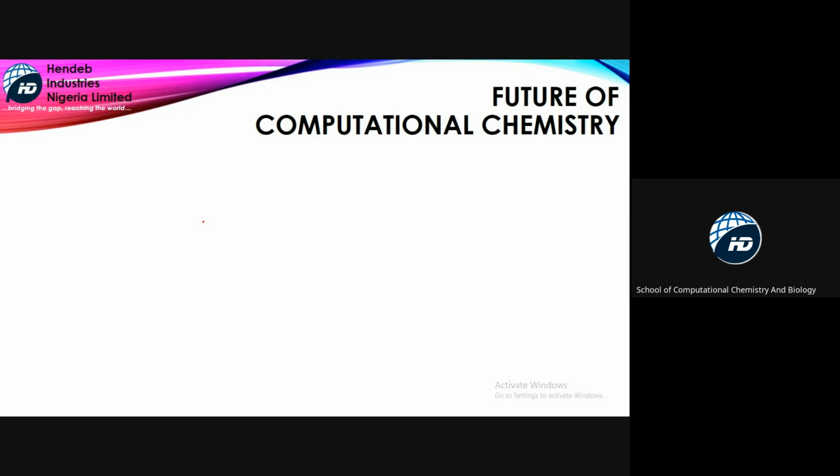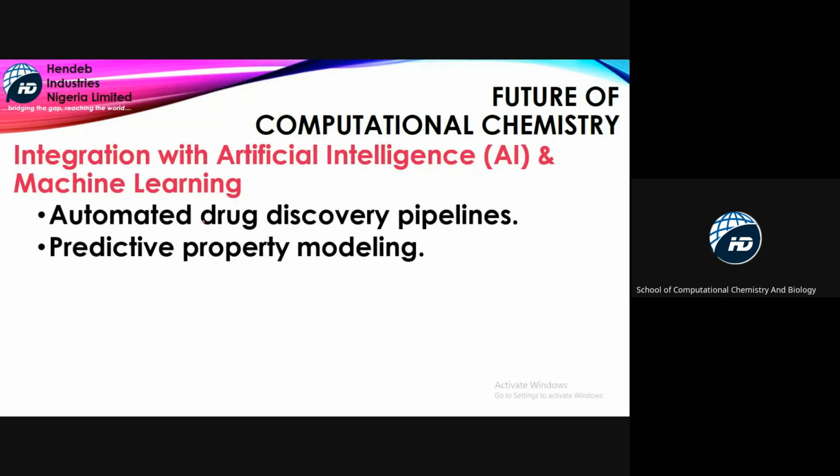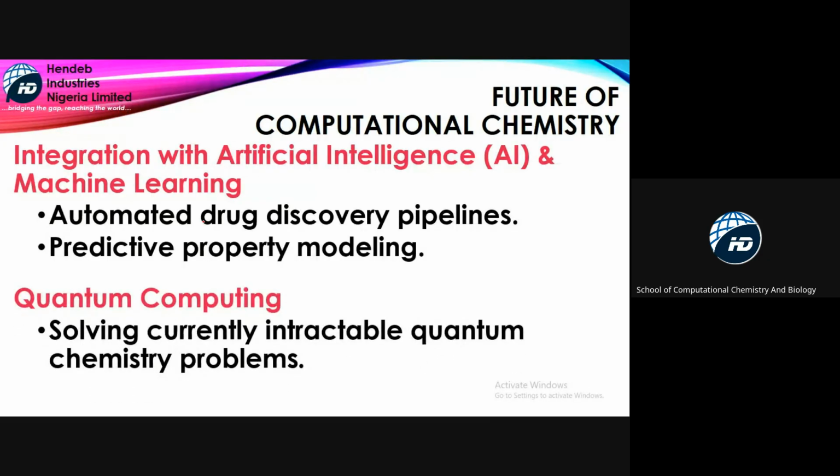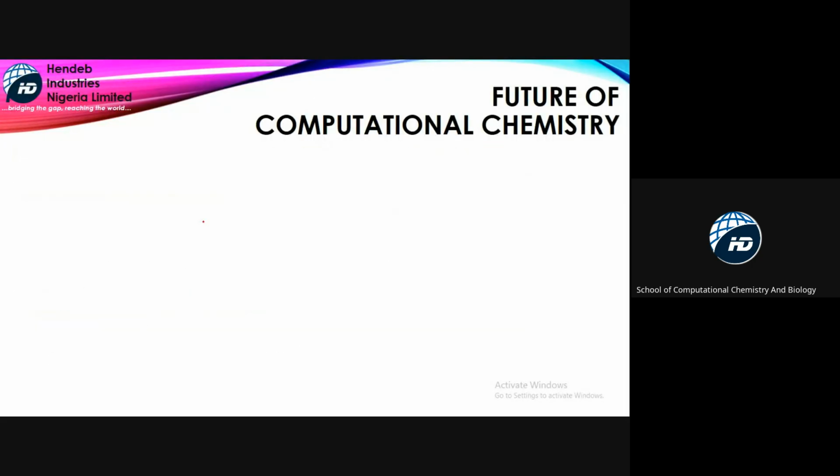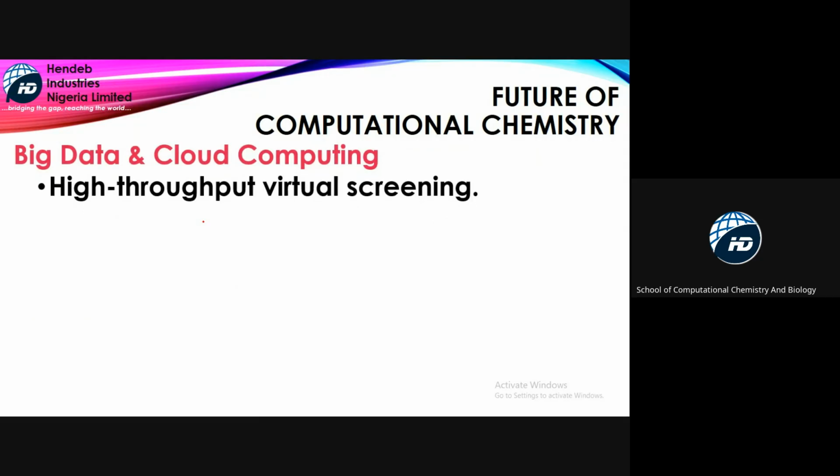Now the future of computational chemistry. Our future is AI and machine learning. Towards the end of this year, we are bringing a training on AI and machine learning. That is the future, so we should embrace it. Quantum computing is also our future, solving currently intractable quantum chemistry problems. That is where we are going. Big data and cloud computing: I promise to come up with a training on cloud computing that will help to manage the issue of MD. So we are putting up training on cloud computing.